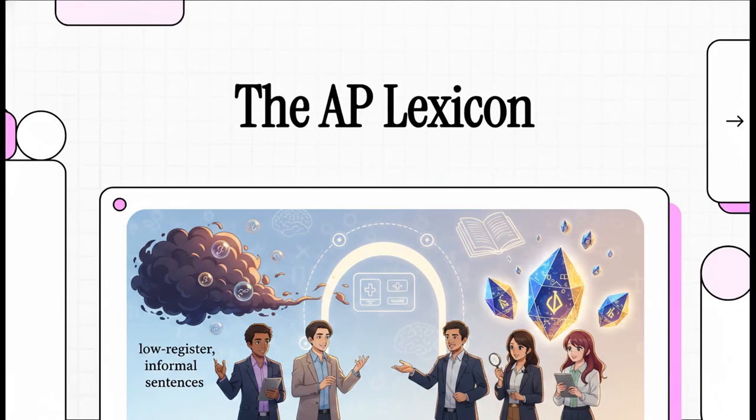Welcome to This Explainer. I am so incredibly pumped you're here today because, well, we're on a mission. We are going to completely transform those low-register, informal, everyday sentences into powerful, authoritative academic prose. Think of this as building a master toolkit. We're upgrading your vocabulary so that the next time you write an analysis or an argument, your words don't just sit there on the page, they practically jump off it and demand respect.